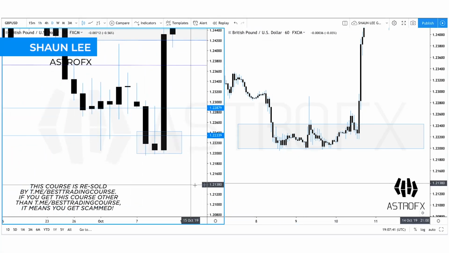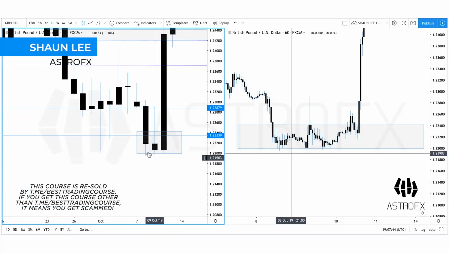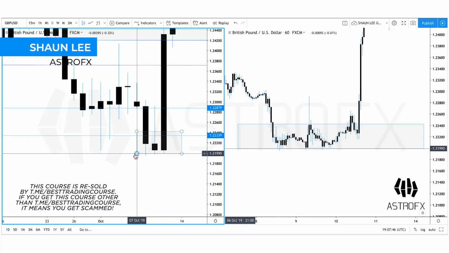Previously, I did not find any suitable area to place on a key level at 1.22 there.